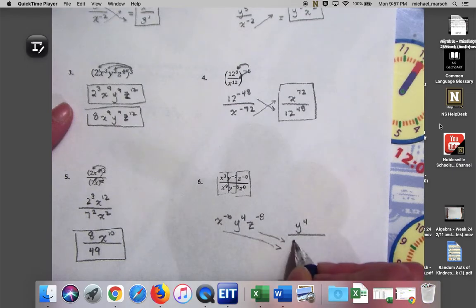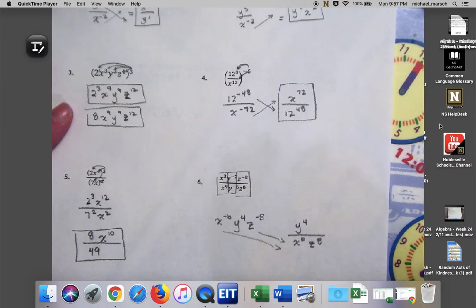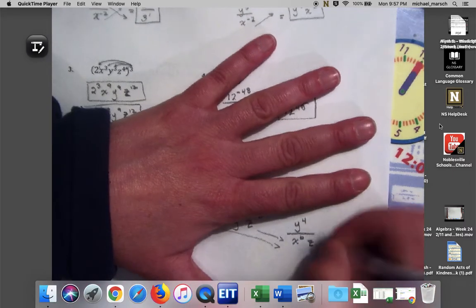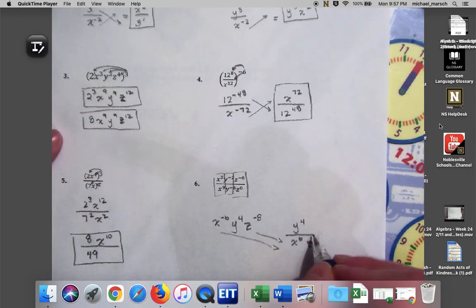Y to the 4th over x to the 6th, z to the 8th. And notice that those are positive now. Everybody's happy. Sorry, I've got a real hard time with my 8s tonight.